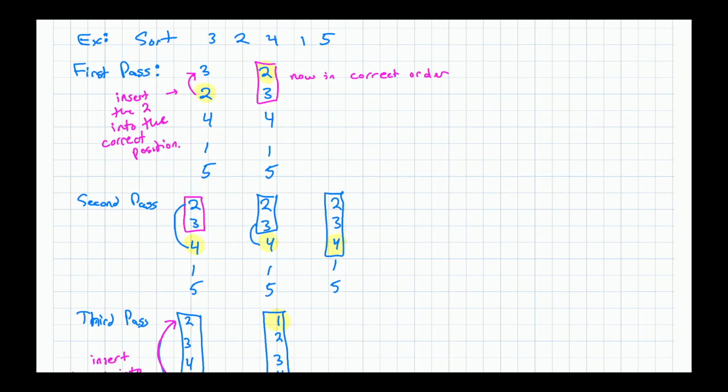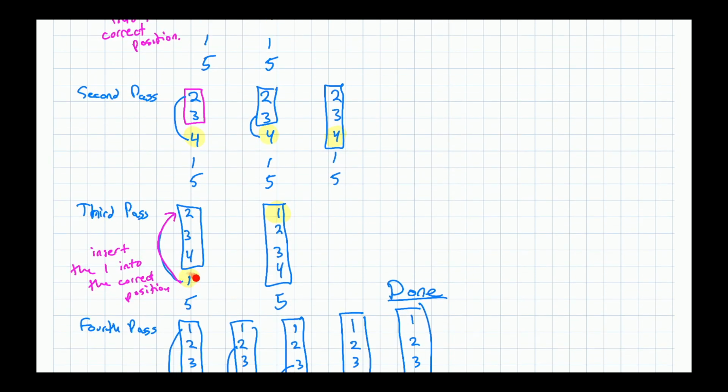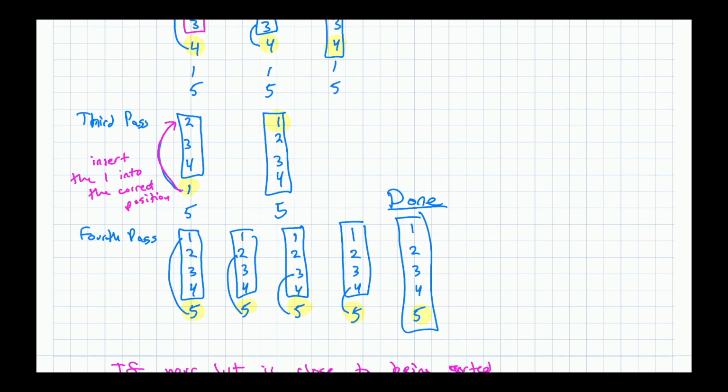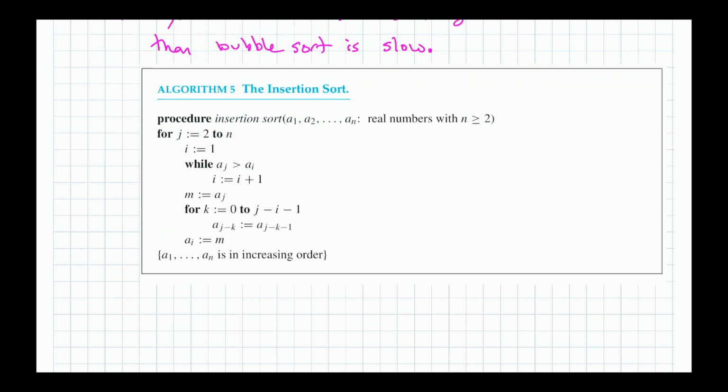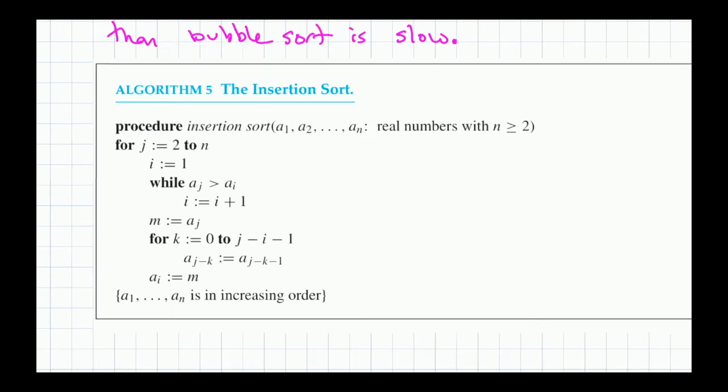So in the first pass here, you're looking at the second element, trying to get it in the right spot. So first pass, second element. Second pass, third element. Third pass, fourth element. Fourth pass, fifth element. So you're trying to put that one single element in the right place in each pass. And that's insertion sort. Okay. And this is the algorithm.